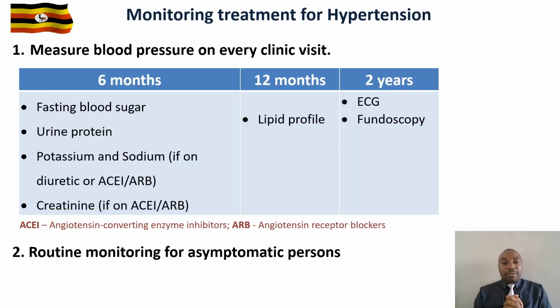So as I conclude, how do we monitor treatment? When someone starts the antihypertensives, we have to keep doing monitoring checks while they're on treatment. At 6 months, we check blood sugar because they tend also to develop diabetes. There's a close link with diabetes. So do a fasting blood sugar at least every 6 months, and a urine protein. Urine protein checks the kidneys.